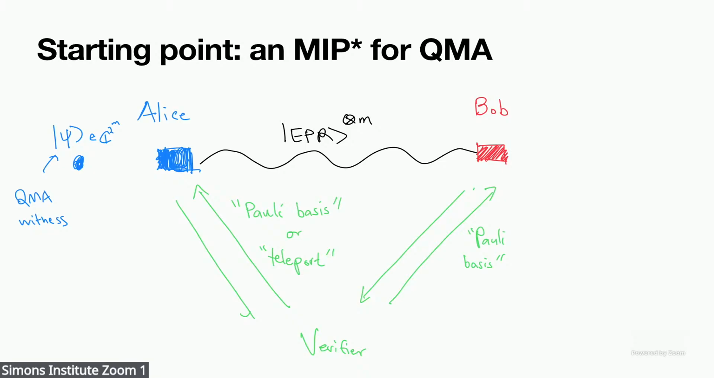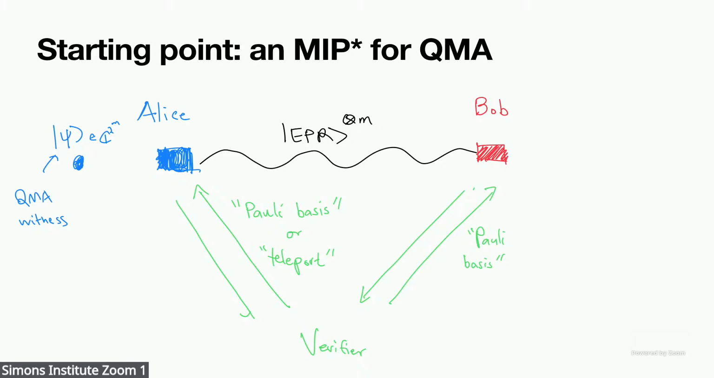And then some other fraction of the time, what will the verifier do? It will send Alice the question teleport. So it will say, I'm going to instruct you to use your EPR pairs to teleport your copy of psi over to Bob. Okay, and then Alice will dutifully do this and report back the teleportation corrections to the verifier. And what will Bob get? Bob will get a question that looks exactly like one of these Pauli basis questions.